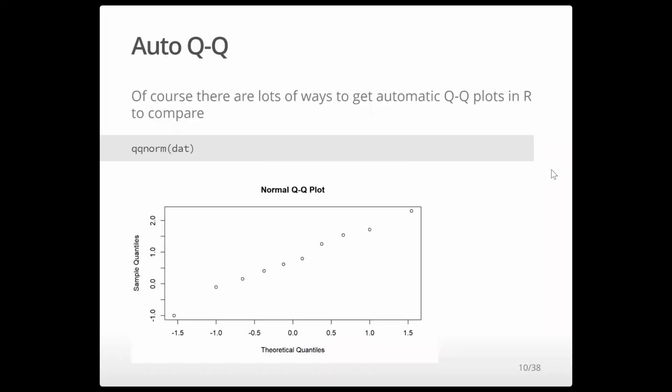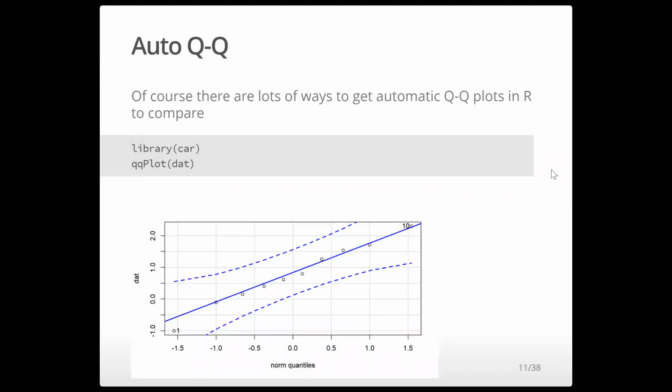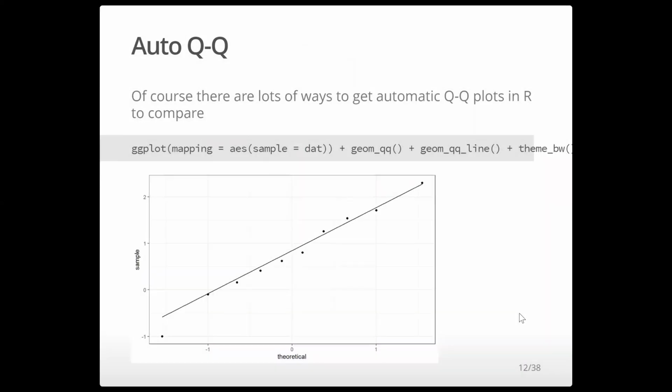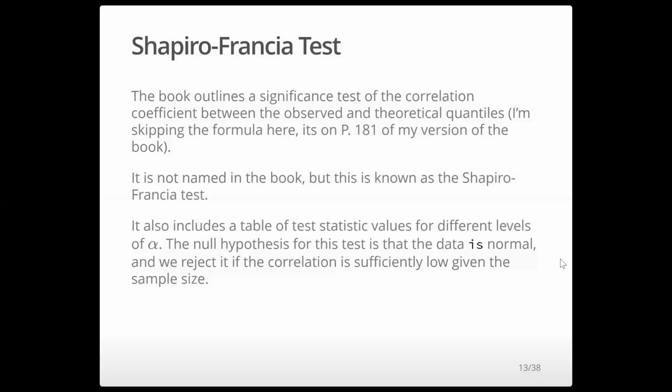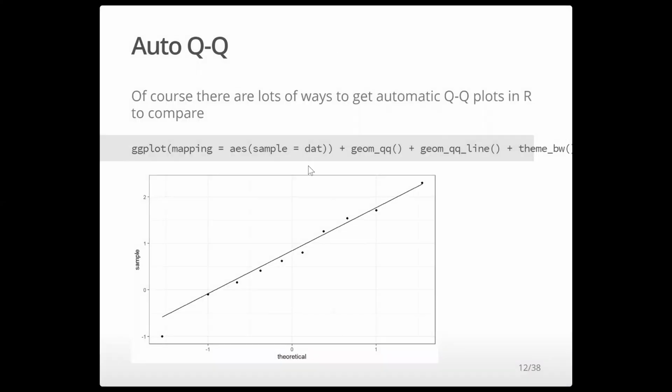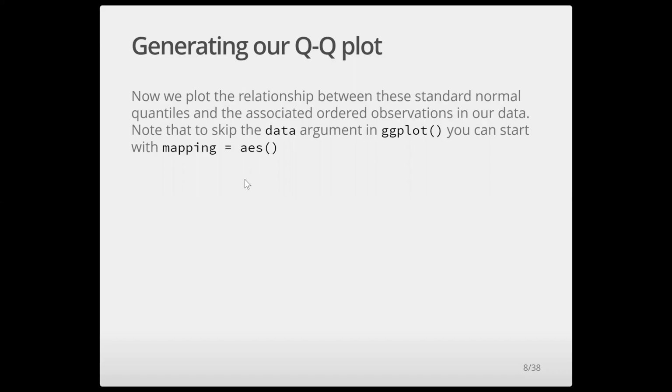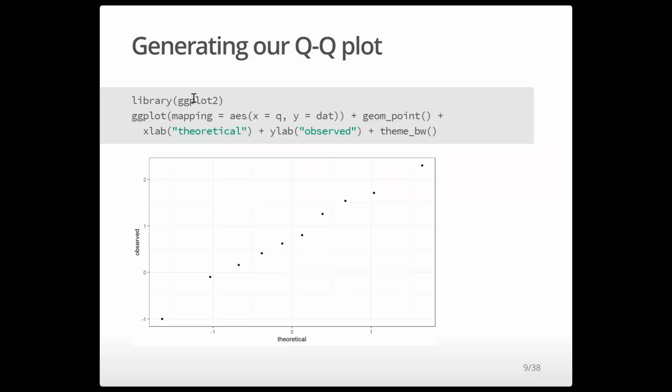Of course, we can check our QQ plots with lots of automatically generated plots. There's the qqnorm function. There's qqPlot in the car package, which gives you these kind of funky lines and confidence bands. You can do it in ggplot with geom_qq, and geom_qq_line gives you the line. And so those are just different ways of getting automatic QQ plots, the same plot that we generated on our own here, just by estimating the expected quantiles and comparing them to our actual data.